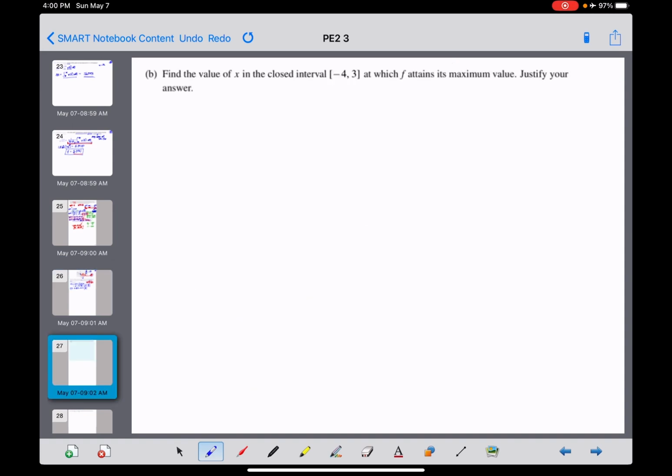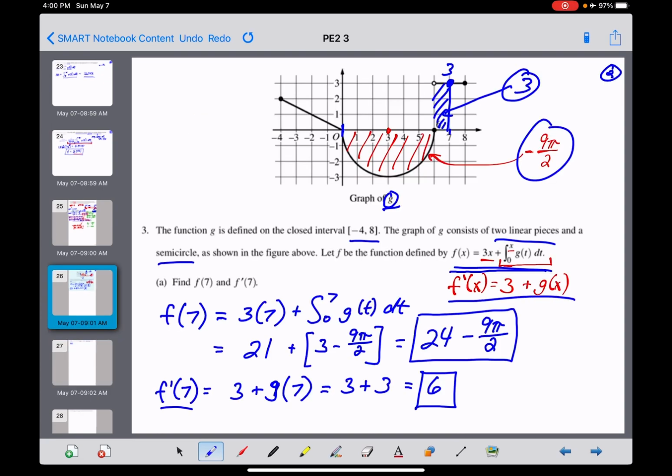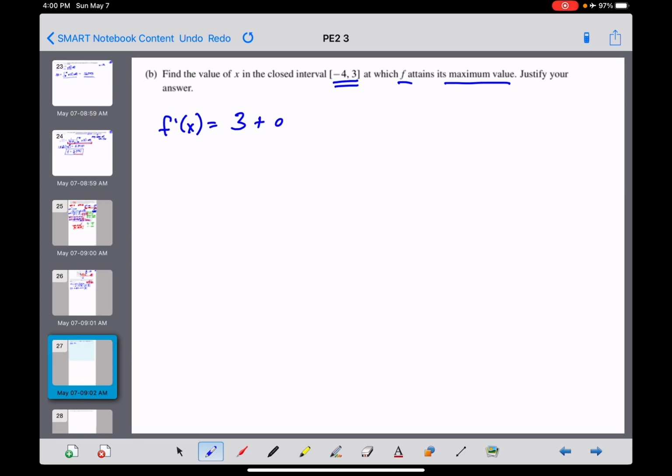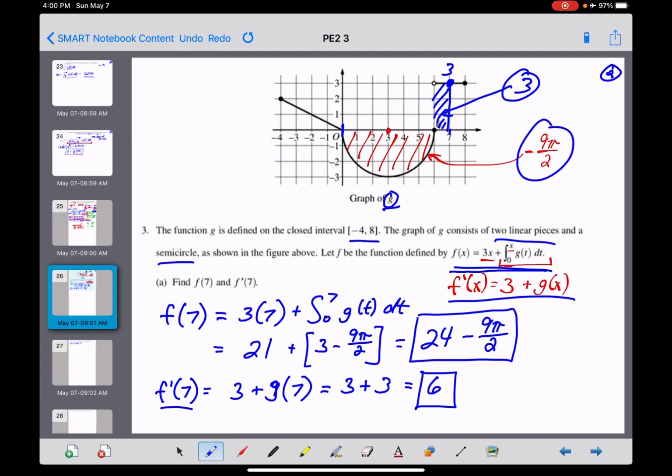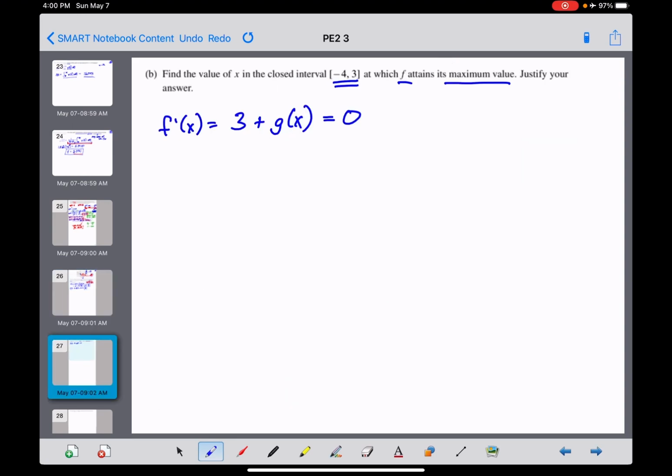Okay, part B, find the value of x in the closed interval here from -4 to 3 at which f attains its maximum value. So where can a maximum occur? Endpoints right here, so we're going to have to check -4 and 3, but also critical points. So we need f prime of x, but I'm pretty sure we did that on the last problem, guys. f prime of x is 3 plus g of x. And we need to know where that derivative is either equal to 0 or undefined, but it is not undefined anywhere on the interval we're talking, so I can forget about that. Bringing the 3 to the other side means we need to know where g of x is equal to -3.